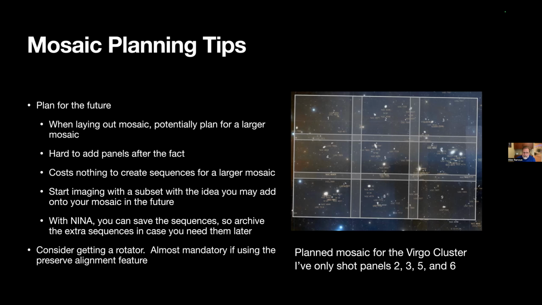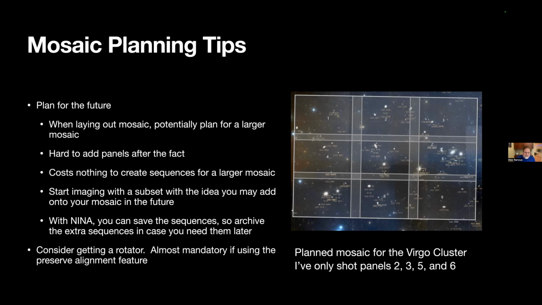At least in Nina, you can save your sequences. They're just JSON files somewhere. And what I tend to do is save the sequence data for all of the images I've ever taken. And you can move them out of the little directory they're in. I have a little archive directory, so I don't have a giant list of targets within Nina.